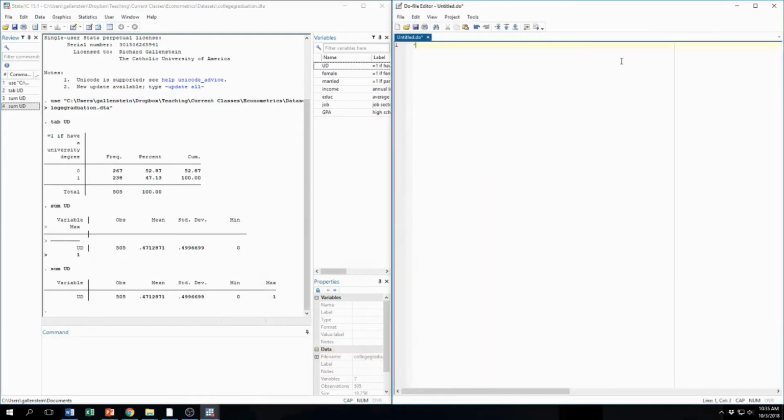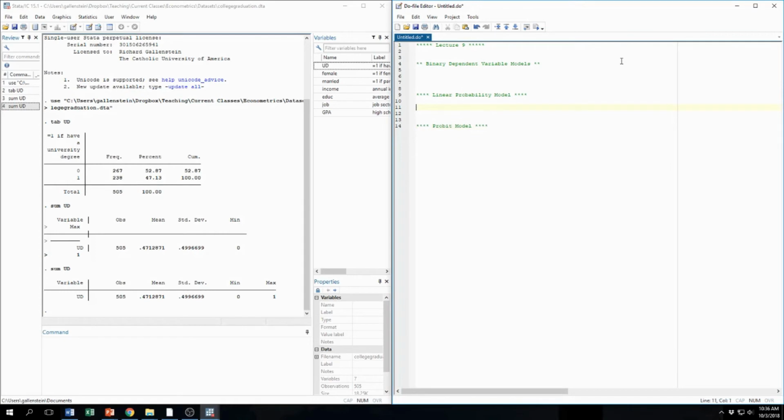All right, so let's illustrate that. This is lecture 9. And what are we doing in lecture 9? We're doing binary dependent variable models. All right. So now we mentioned before that we can do the linear probability model, and we're just going to focus on the Probit model. That's much more common.